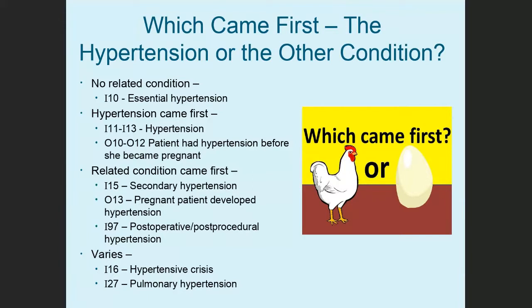In some other cases of hypertension, it will vary which came first. Examples of these are I16, hypertensive crisis, and I27, pulmonary hypertension. And we'll talk about each one of these in detail.